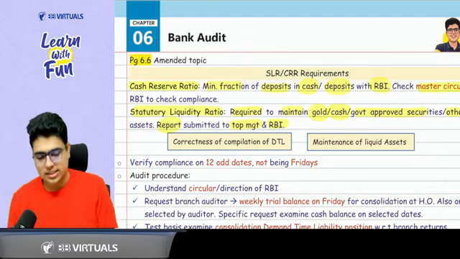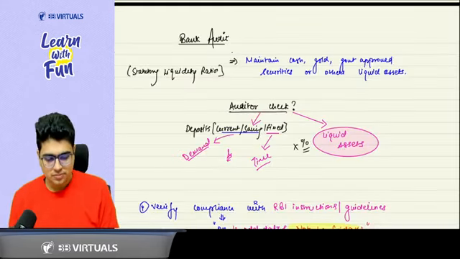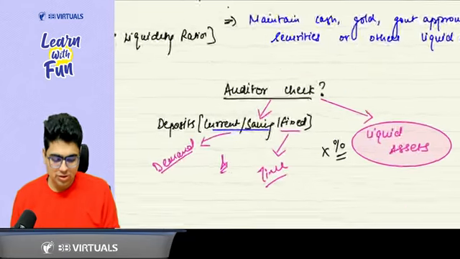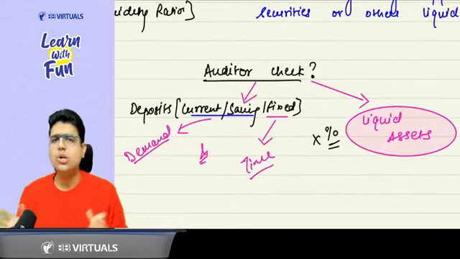So now, how do the things work, everyone focus here. This part we have already covered. So now, as an auditor, what do I need to check?